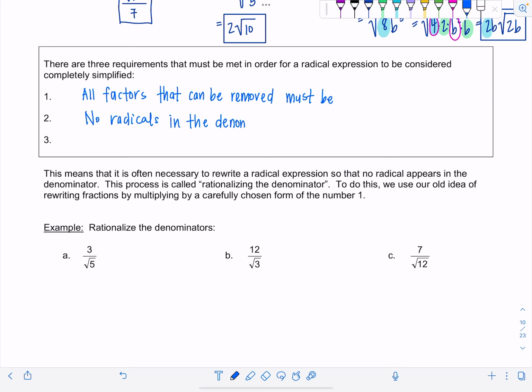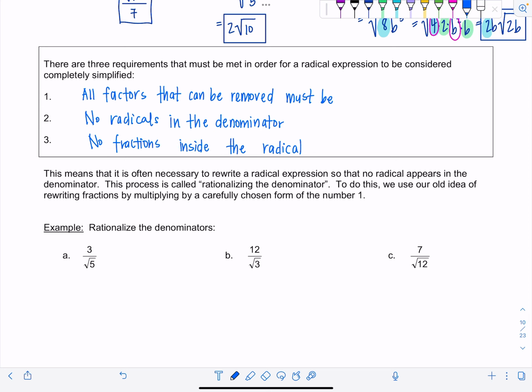You cannot have a radical in the denominator of your expression. The numerator is fine. The last one is no fractions are allowed inside the radical. Okay, so we'll see how to fix that if it's an issue.